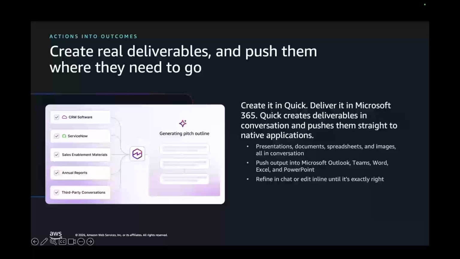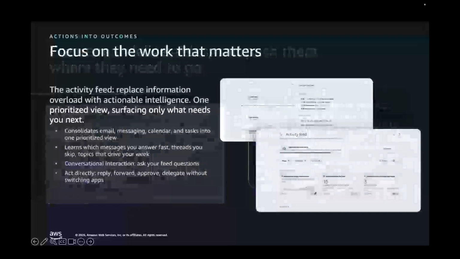You can now create it in Quick, but also deliver it in Microsoft 365. You can generate presentations, documents, spreadsheets, and images in the conversation, and then you can push them where your team actually needs to see them. You can find them in chat or even edit inline until it's right. Then push it directly into Outlook, Teams, Word, Excel, and PowerPoint. All that means that you can go from insight to a deliverable and directly to the inbox, all in a single conversation in one page.